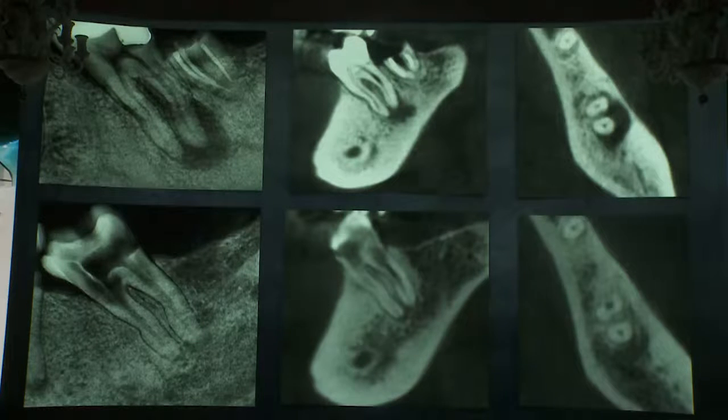Alternatively, we have another very interesting case. In this case, I did access cavity preparation, mechanical instrumentation, complete cleaning and shaping, and then I put a temporary filling for the second visit. This was done 2 years ago. The patient came to me 2 or 3 days ago, and she asked to complete or to continue root canal treatment. Actually, this was the case 2 years ago.